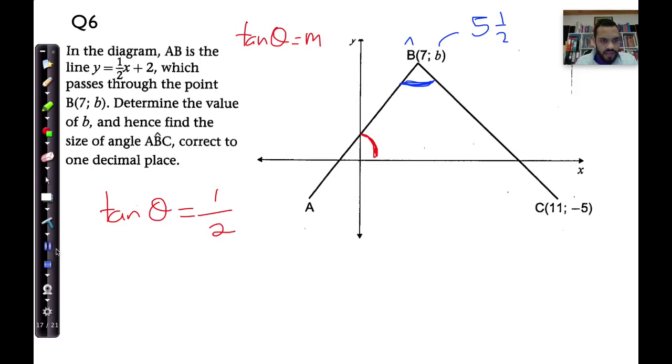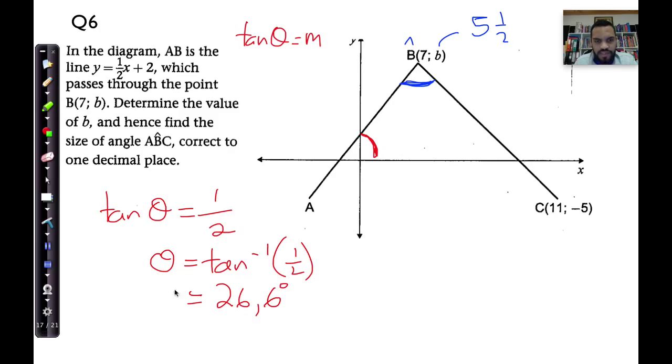Okay, and with a little bit of help from the calculator, theta is equal to the inverse tan of a half. And I can find out that that will give me 26.6, rounded to one decimal place. 26.6 degrees. So now I know that this thing over here is 26.6 degrees. What about this thing on this side?